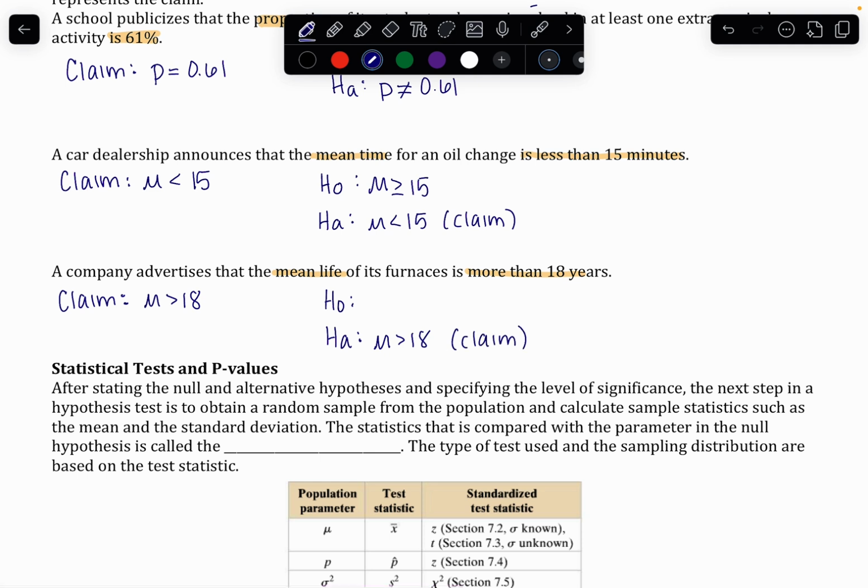The complement of greater than is less than or equal to, which makes our null hypothesis.